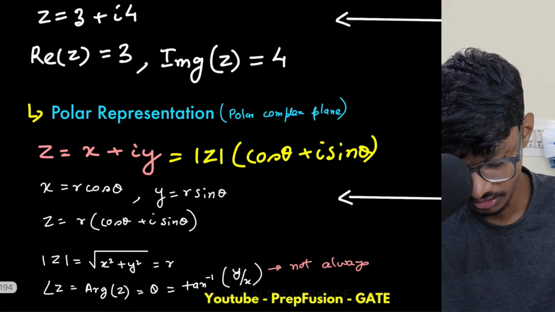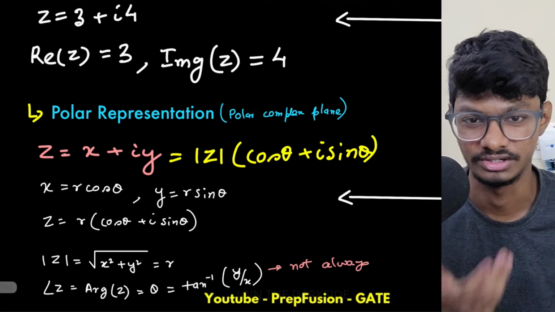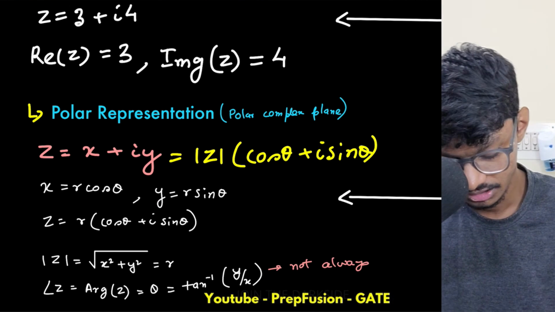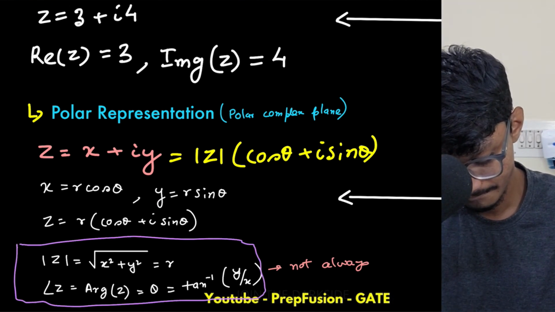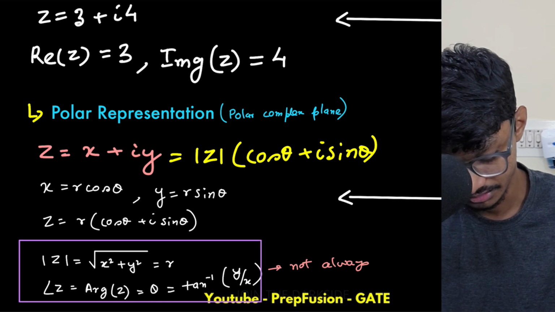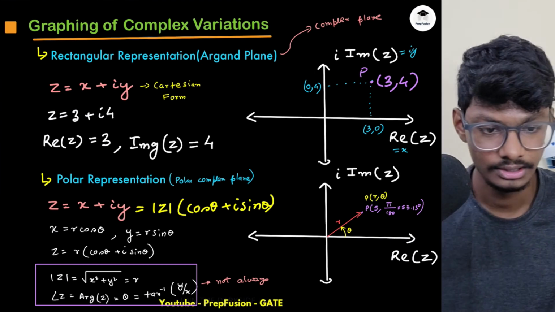Okay, so for polar representation, these are the few things that you have to remember. You can put them in short notes, or you don't even need to put them in short notes because this is self-explanatory. So these things are very, very important for polar representation.